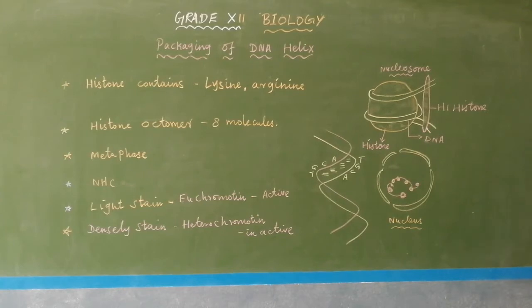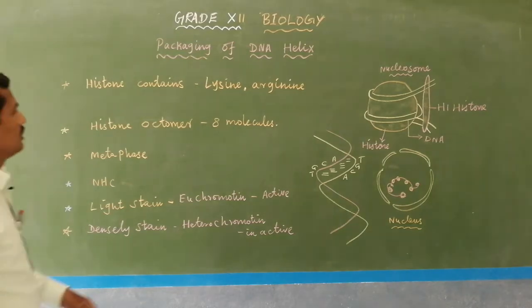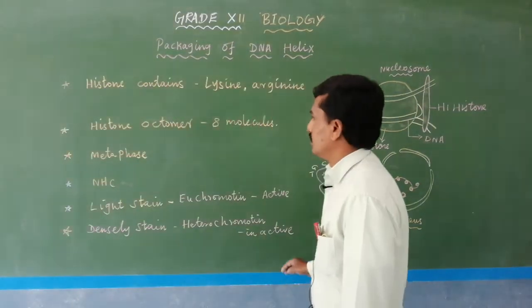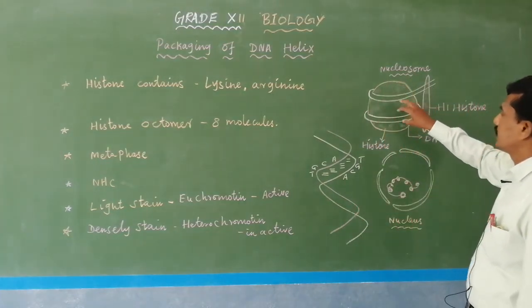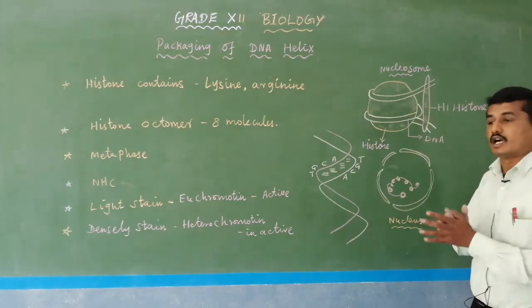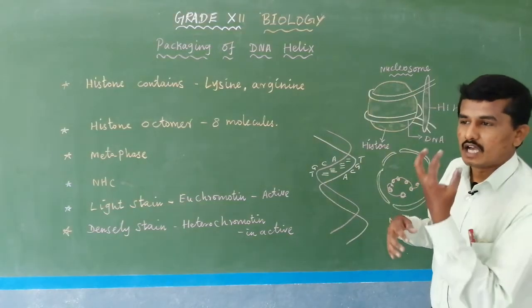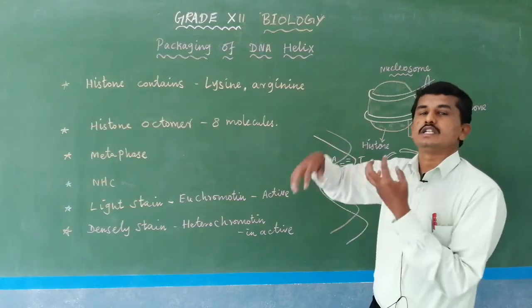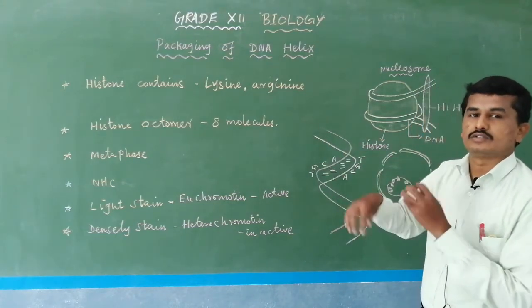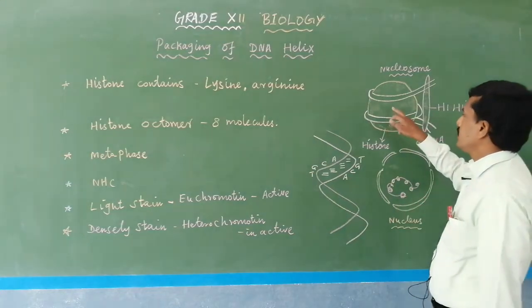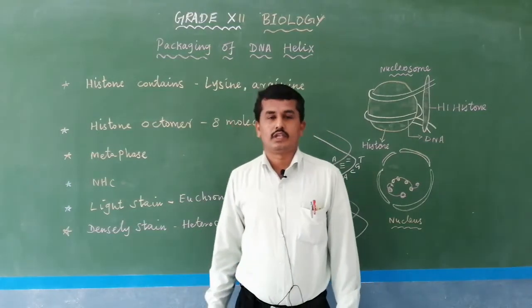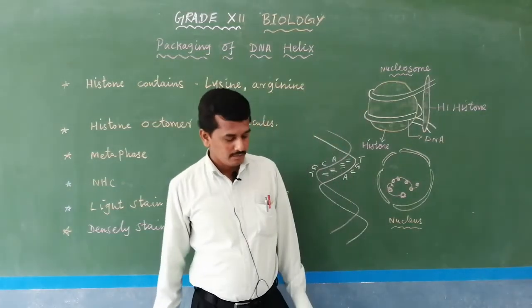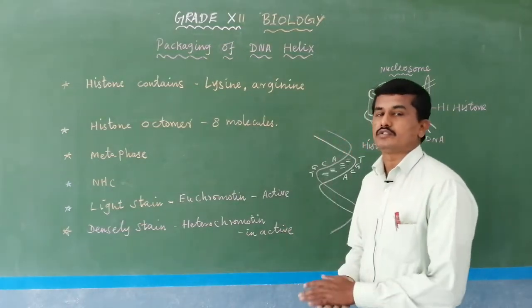Histone protein, we know, is made up of a variety of amino acids. In packaging of DNA helix, the histone is inside, and around the histone protein the DNA is coiled, wrapped around it. Histone is a positively charged protein. How does the histone get a positive charge?